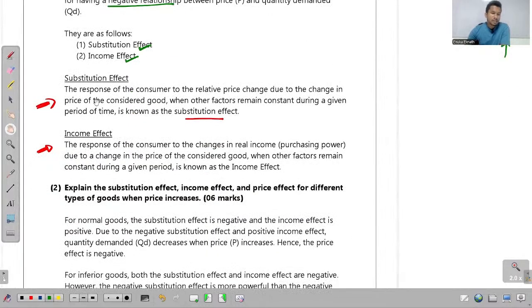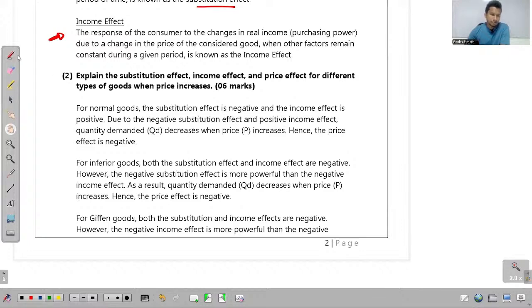Right. Second question coming under the main question 2. Explain the substitution effect, income effect, and the price effect for different types of goods when price increases. So this is what we discussed week before the last week, at the last part of the lesson. We discussed this for the whole 2 hours in that class. So I think that you all remember that.